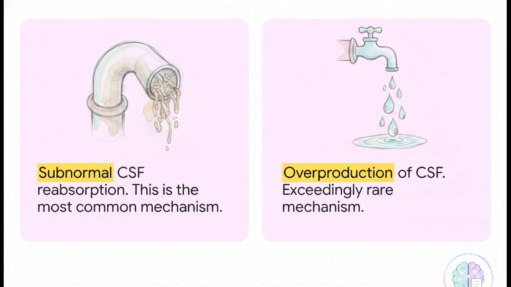Then, on the flip side, we have CSF overproduction. Now, the absolutely crucial point here is that true overproduction is incredibly rare. You'll really only see it in conditions like choroid plexus papillomas, which are tumors of the actual tissue that produces the CSF. And frankly, even in those super rare cases, the reabsorption is probably defective as well, because a healthy, normal brain can actually tolerate a slightly elevated fluid production rate.